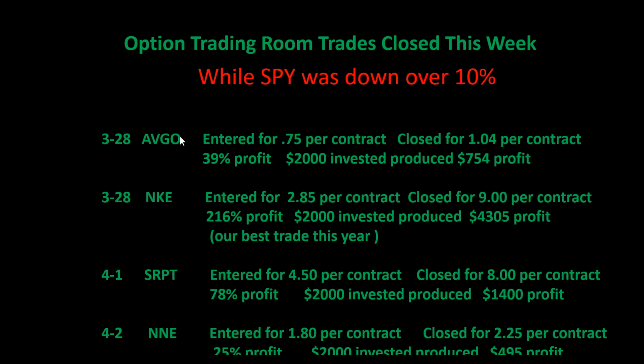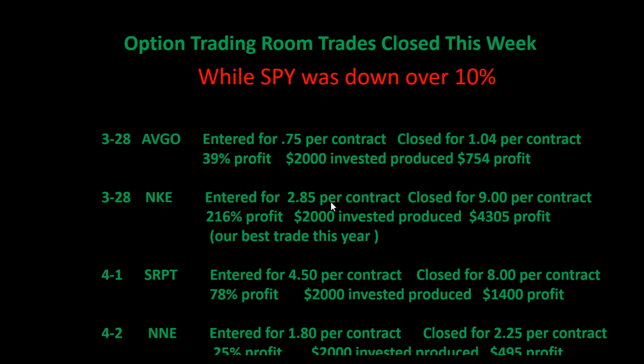All right, so this is AVGO, Broadcom. We entered on this for 75 cents a contract. We were doing a spread, I believe, on it, and we closed for $1.04. All right, so that was a 39% profit. 2,000 invested in that produced $754 profit. And these are all the trades we closed this week. We didn't have any other trades. This is it. We did this Nike. We entered Nike for $285 a contract, and we closed it for $9 after that big huge drop on Thursday morning.